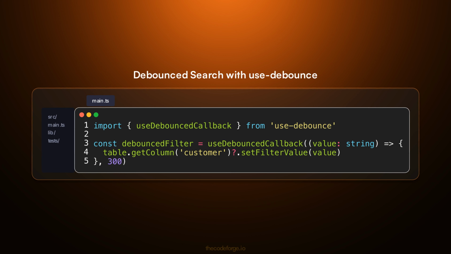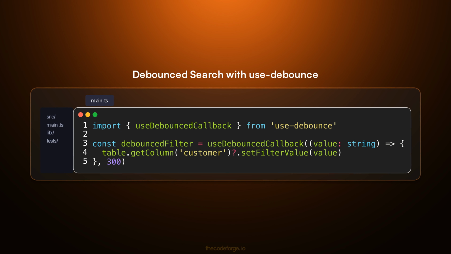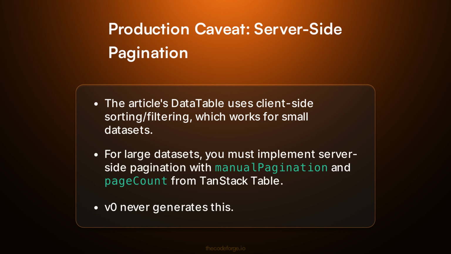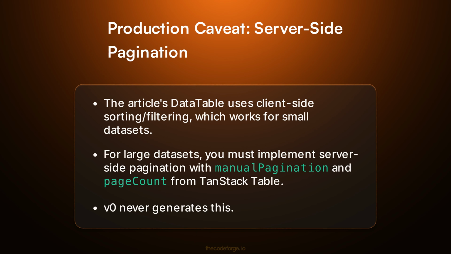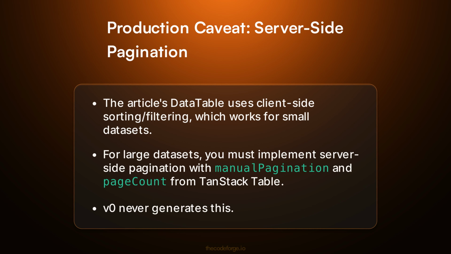The article mentions debounced filters, but doesn't show the import. Use useDebounce to avoid excessive re-renders. Here's the correct import and usage pattern. The article's data table uses client-side sorting and filtering, which works for small datasets. For large datasets, you must implement server-side pagination with manual pagination and page count from TanStack Table.